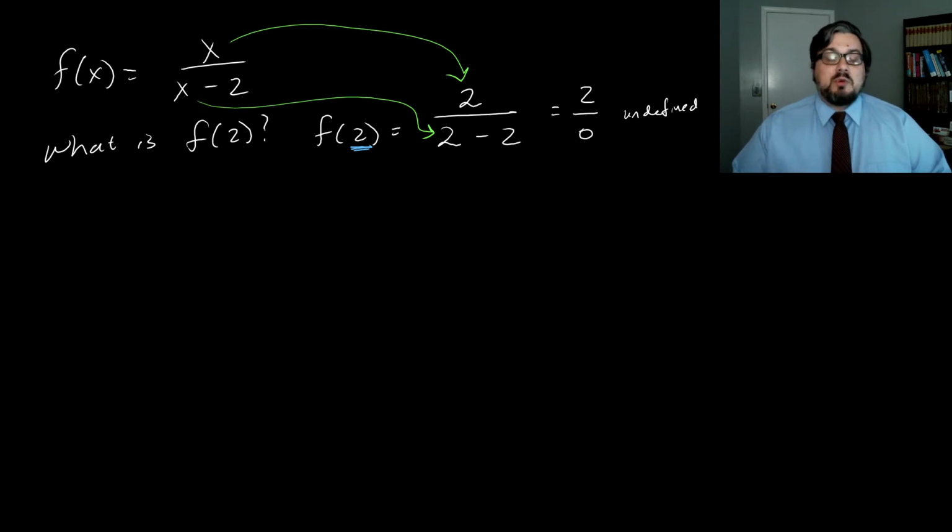Now, it's very important here that undefined is not a number. Undefined is not a valid thing that can go into a second entry of a function. So 2 comma undefined doesn't make sense.